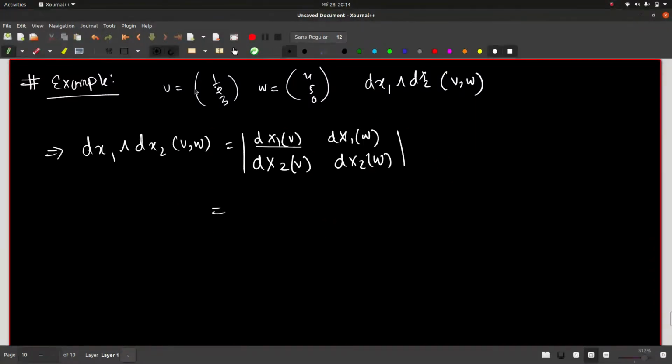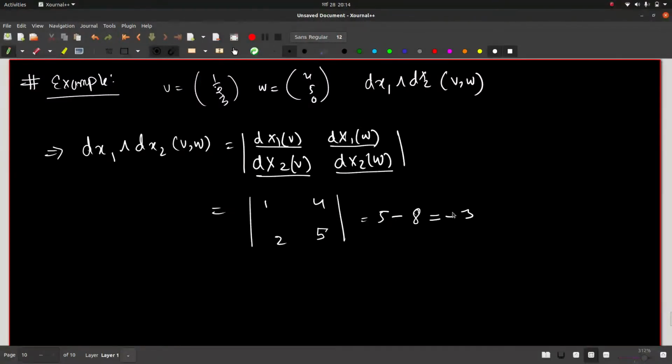And this is just what? This is just 1. This is 4. This is 2. And this is just 5. So this means this is just 5 minus 8, which is equal to minus 3. Okay?